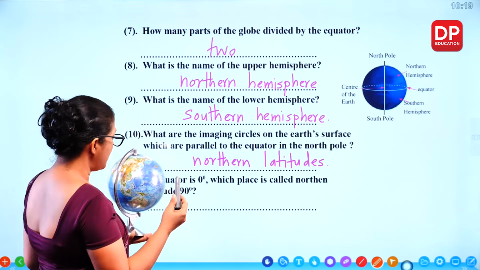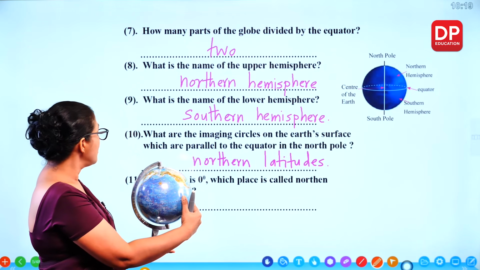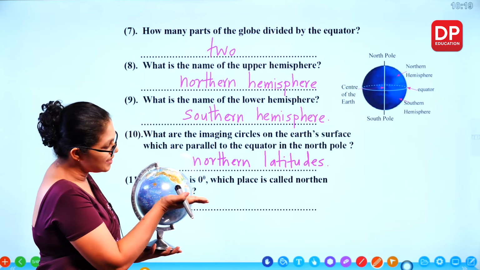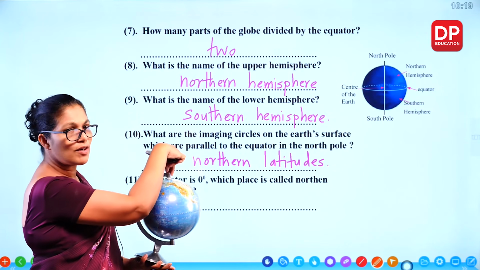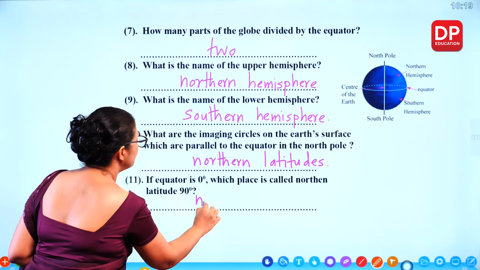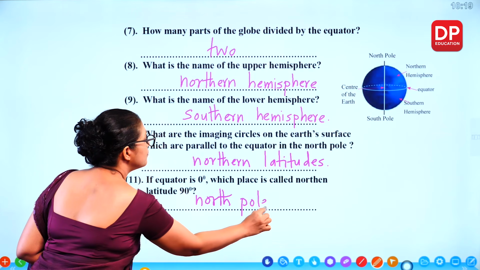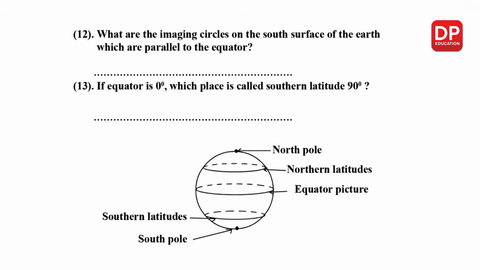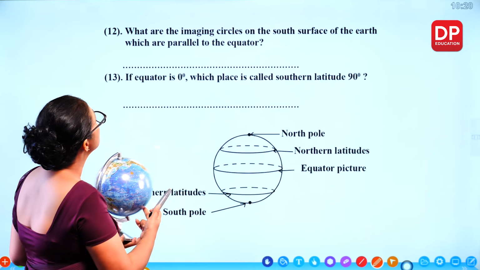If equator is 0, so if this line is 0, which place is called northern latitude 90? So this is 0. 90 means here. North part, what's this? North Pole. What are the imaginary circles on the south surface of the Earth which are parallel to the equator? So these are southern latitudes.